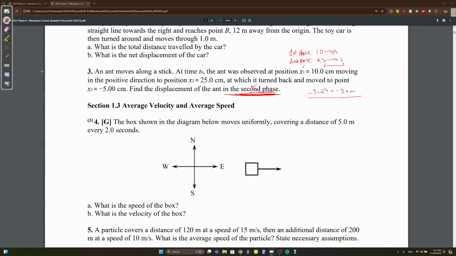The problem is in class I answered this correctly. I remember I was making fun of my friend because he got it wrong. My friend did -5 minus 10.